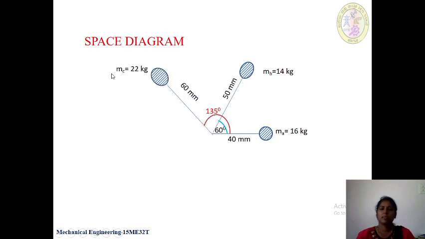Our third mass MC is 22 kg and that is at a radius of 60 mm. And our fourth mass is at 270 degrees from mass A, that is 20 kg, acting at a radius of 30 mm. So this is our space diagram, which is a graphical representation of all the masses acting, their radius values and their angular positions.